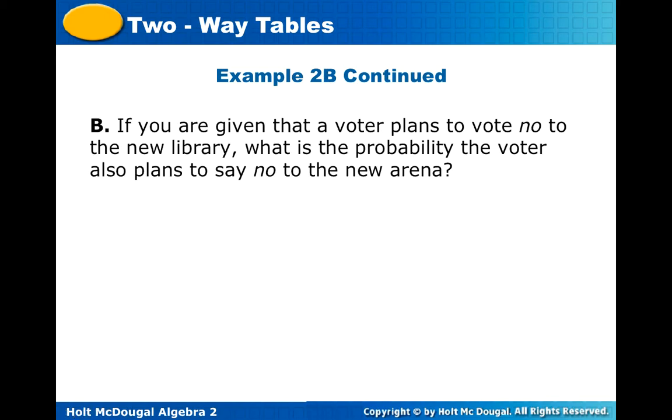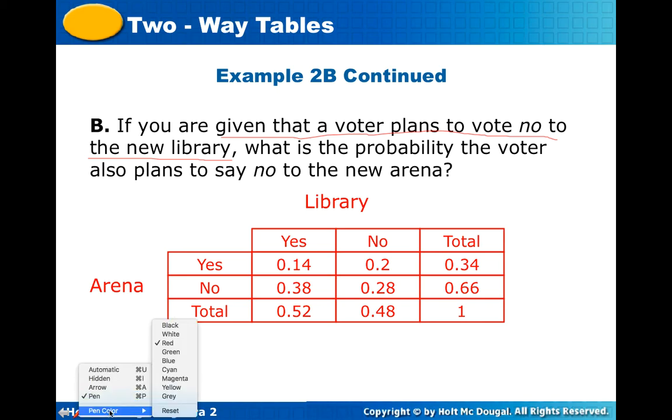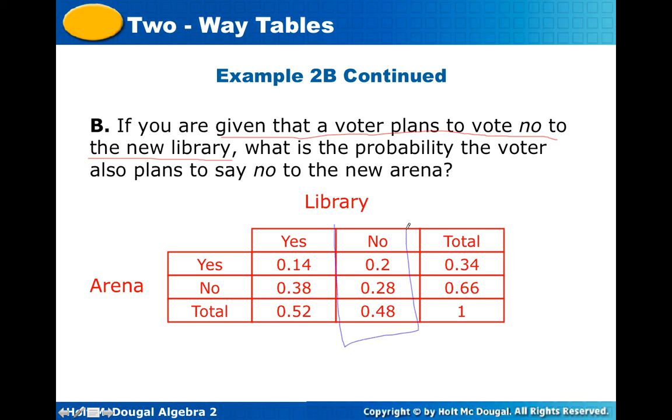Now, if you are given that a voter plans to vote no on the new library, what is the probability that they vote no to the new arena? So here comes our joint and marginal table. Like I said, the given is going to be the first sentence. You are given that a voter plans to vote no to the new library. So I want all the people that said no, sir, I don't want a library. This is the column I'm looking at now.